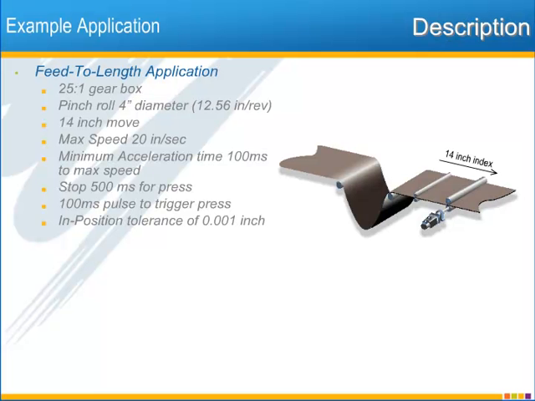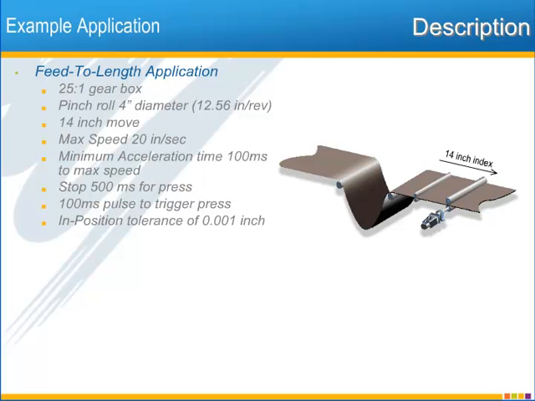For our application, let's consider a feed-to-length machine. The indexer will control the pinch rollers to repeatedly pull a length of material and then stop while a press makes a cut. The details of the application are a 25:1 gearbox, 4-inch pinch roll diameter. It pulls 14 inches at a max speed of 20 inches per second.